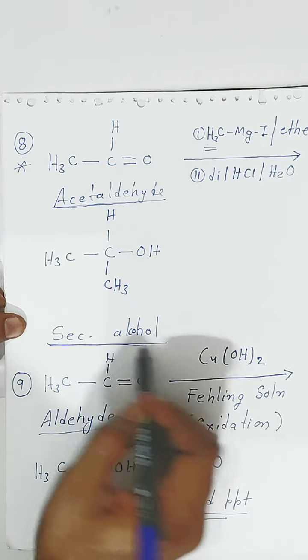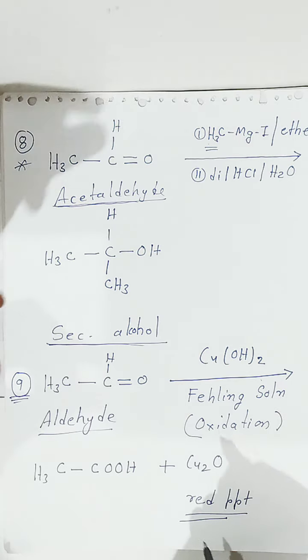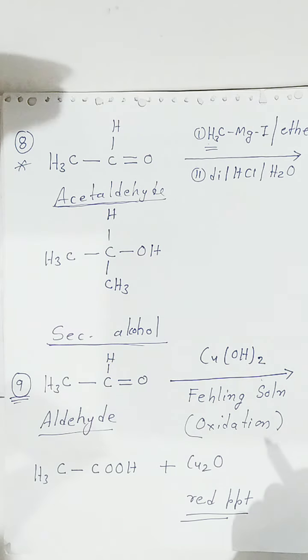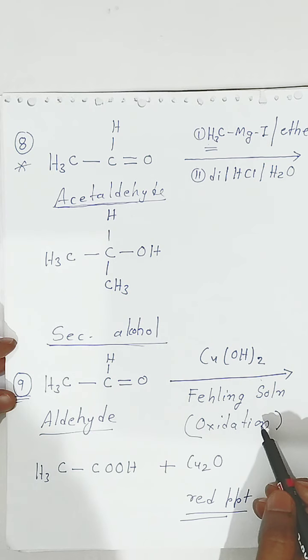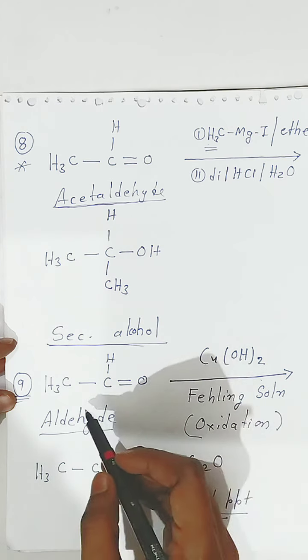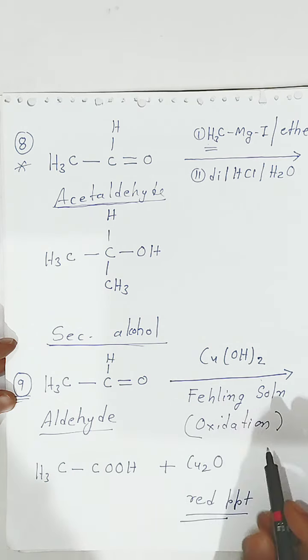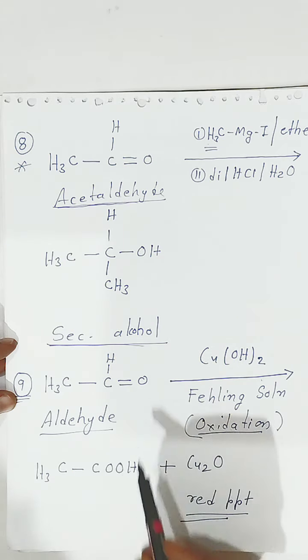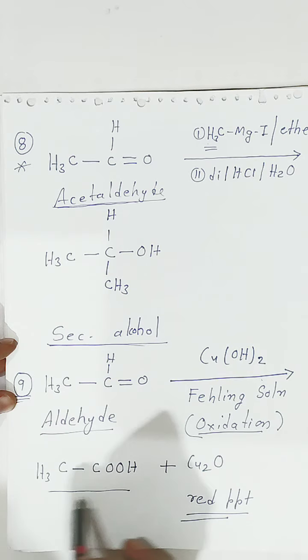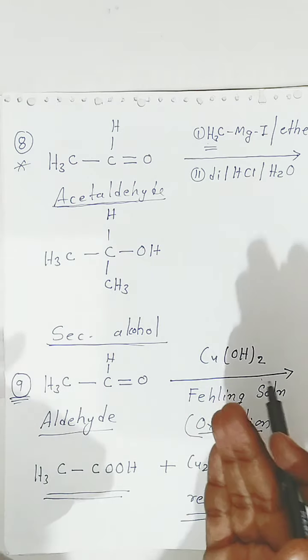Now comes the 9th reaction, students. You have acetaldehyde in a test tube. If you add copper hydroxide, that is also called Fehling solution, what happens, students? There is an oxidation reaction, because we are going to increase the number of oxygen in the aldehyde, and this aldehyde group is converted into an acidic group. Students, very important reaction, how you are going to convert aldehyde into acid.